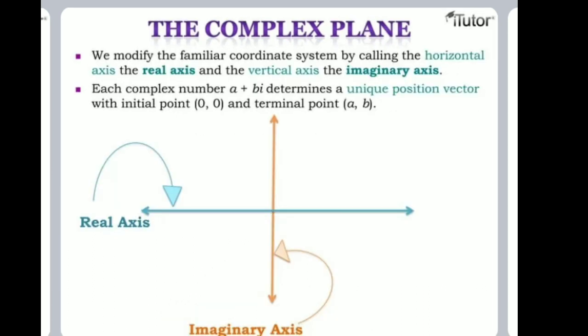The complex plane. We modify the familiar coordinate system by calling the horizontal axis the real axis and the vertical axis the imaginary axis. Each complex number a plus bi determines a unique position vector with initial point (0, 0) and terminal point (a, b). The blue line is the real axis and the orange line is the imaginary axis.